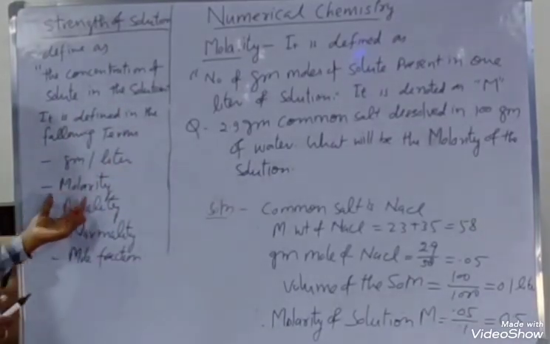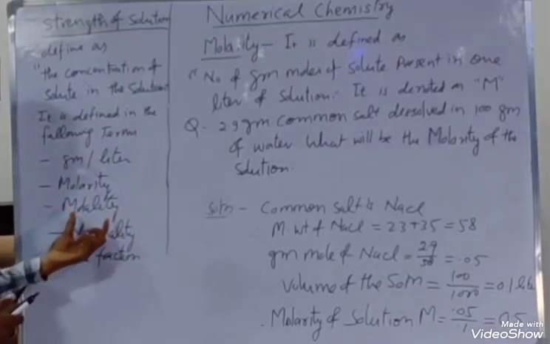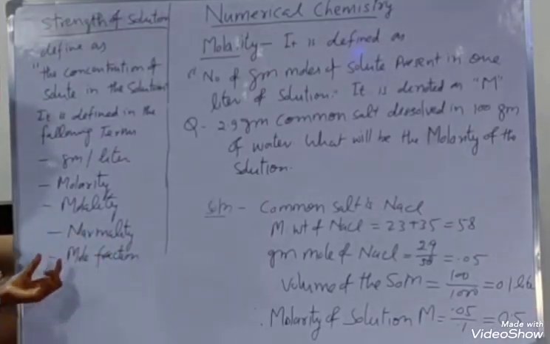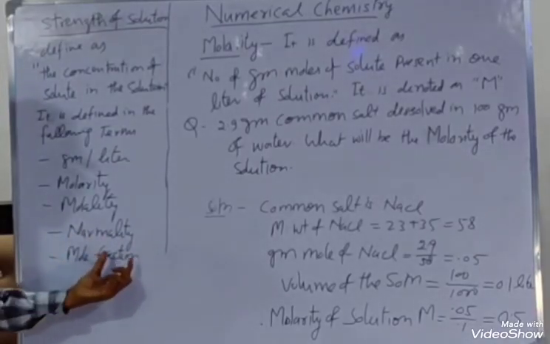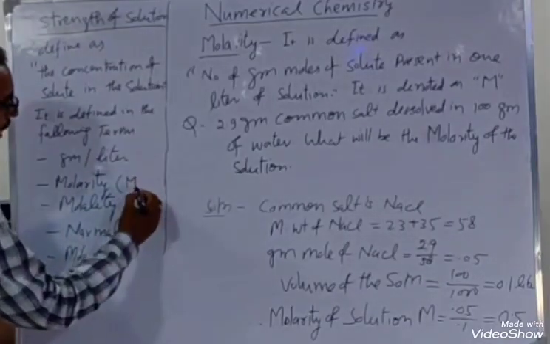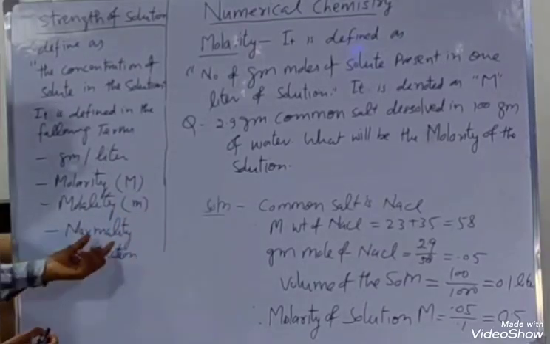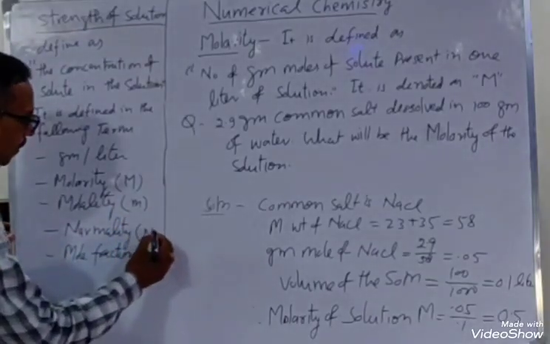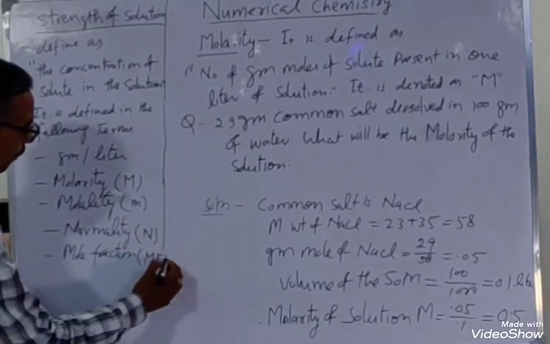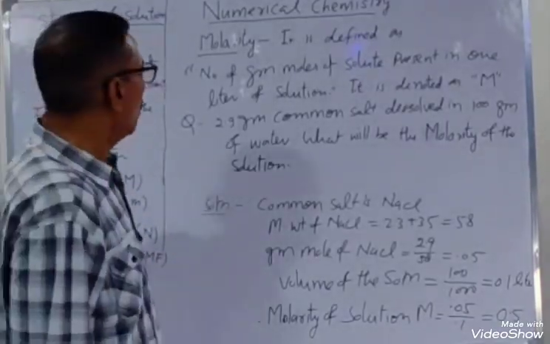Then number second, molarity. Number third, in the terms of molality. Number fourth, in the terms of normality. And last, in the terms of mole fraction. Here molarity is commonly noted as capital M, molality is known as small m, normality is written as capital N, and mole fraction is written as MF. So these are the common notations.